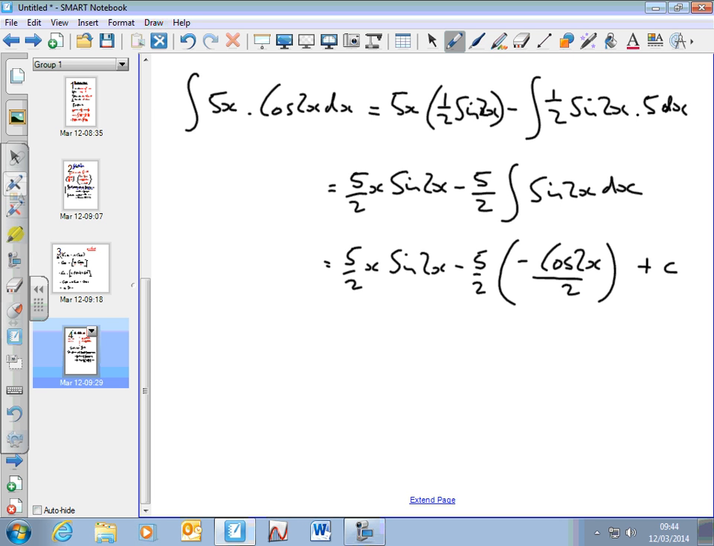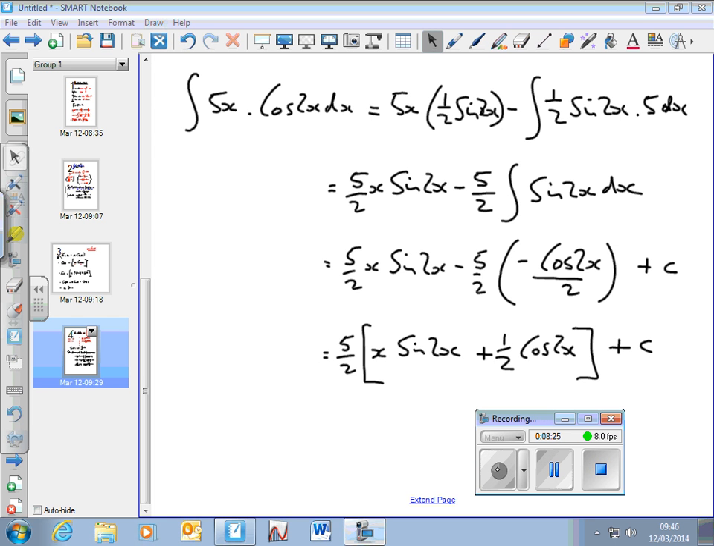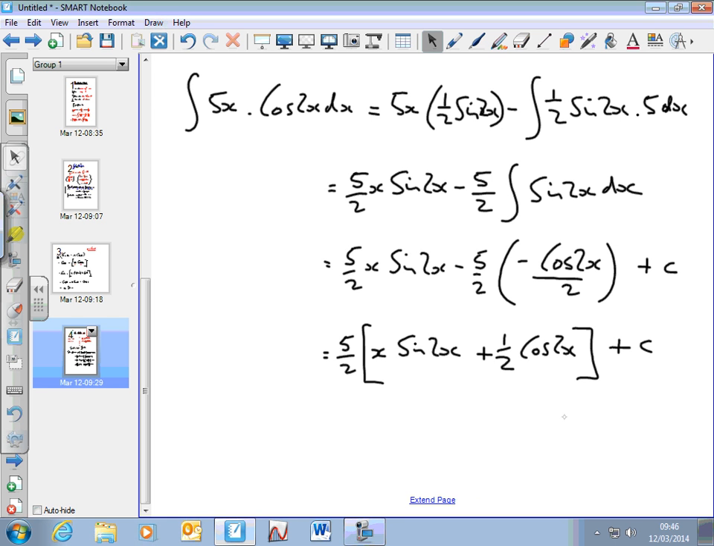And then we can try and tidy that up. So there's a good case for tidying this up. We can sort signs out, and we can also factorise to a certain extent. So have a go, see if you can tidy that up algebraically. So factorising, 5 over 2 can come outside the bracket, minus and minus gives plus, so we end up with that.